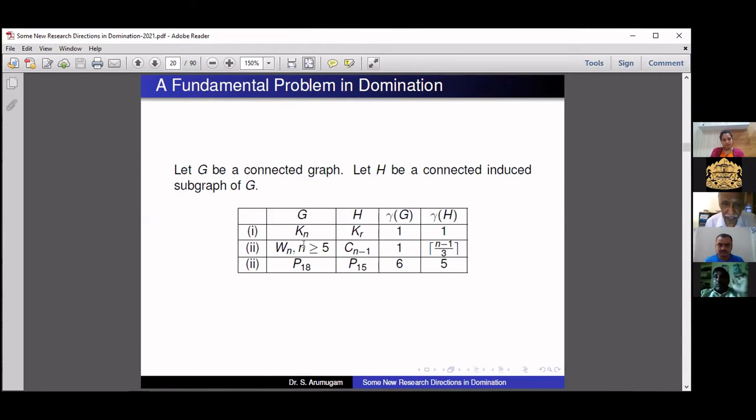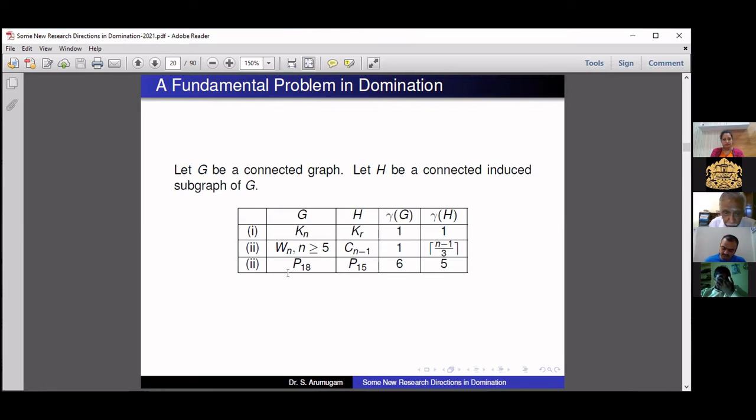You take the wheel on more than 5 vertices. There is a middle vertex which is adjacent to everything, and a cycle of n minus 1 vertices. This is the wheel. The cycle is an induced subgraph of the wheel, right? Now, for the wheel, gamma is 1. For the induced subgraph, the cycle, the domination number is (n minus 1) by 3. So here, for the induced subgraph, gamma is going up.